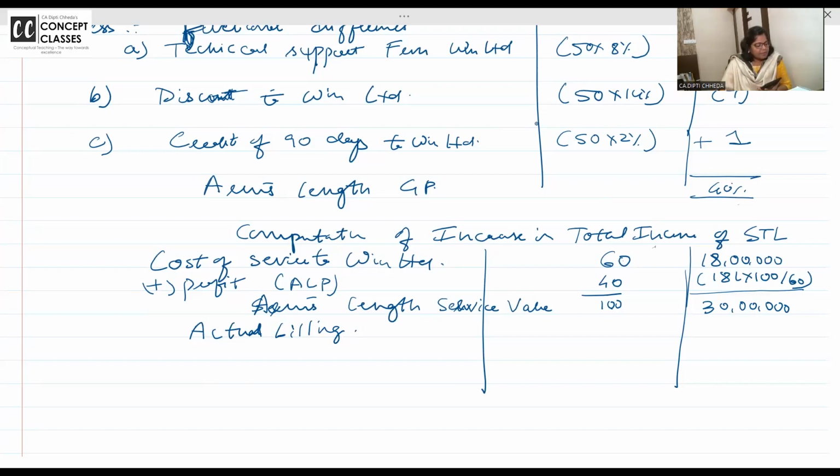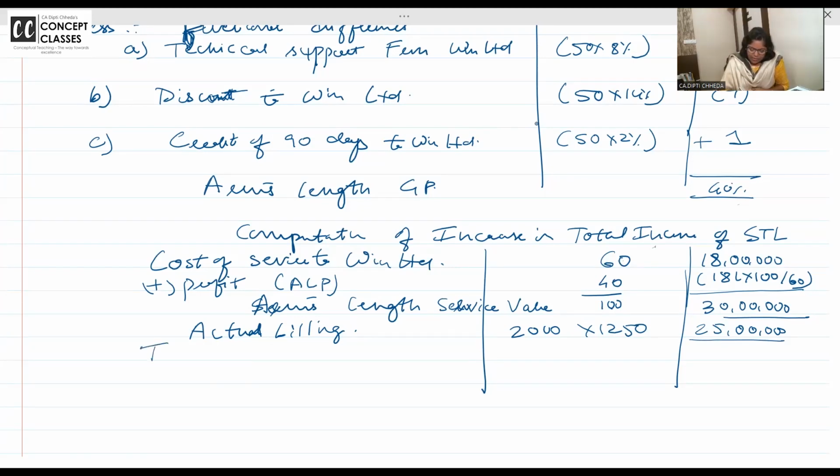Actual billing: 2000 man hours, and we have done the billing at 1250. 2000 into 1250, how much billing we have done? 25 lakhs. Have we undercharged? Whatever service we have given, if cost is 18 lakhs and standard profit 40%, if we are giving you technological support, we should have charged 30 lakhs. But we are charging 25 lakhs. Are we undercharging? Yes, 5 lakhs.